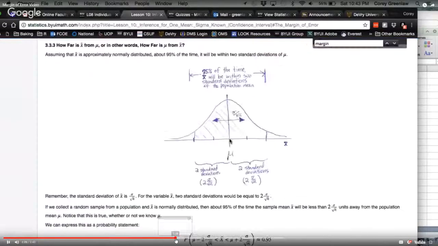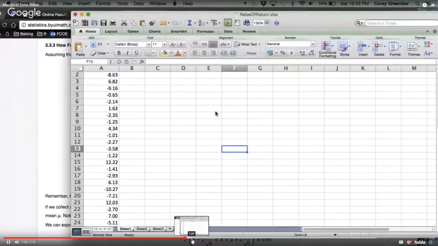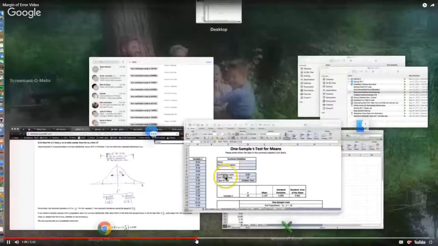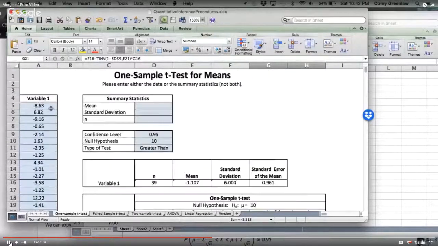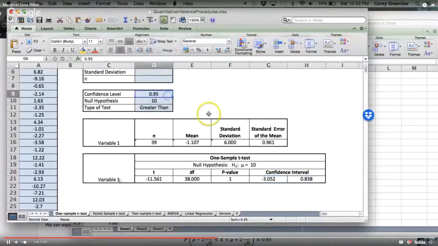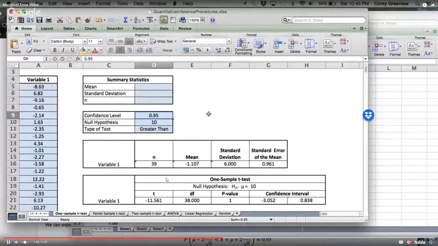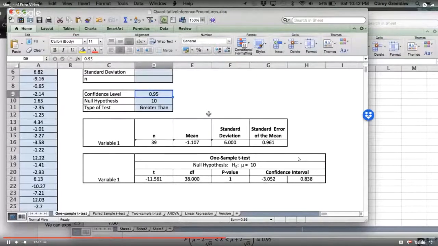Hold on. We already know that part. Here's the rate of return. You know what? You're right. We got to add it because remember it's between the two. And so I've pasted that right here, to the positive, because we want to find the area in between. 95. Yeah. Confidence. Yes. That's what we were supposed to do.